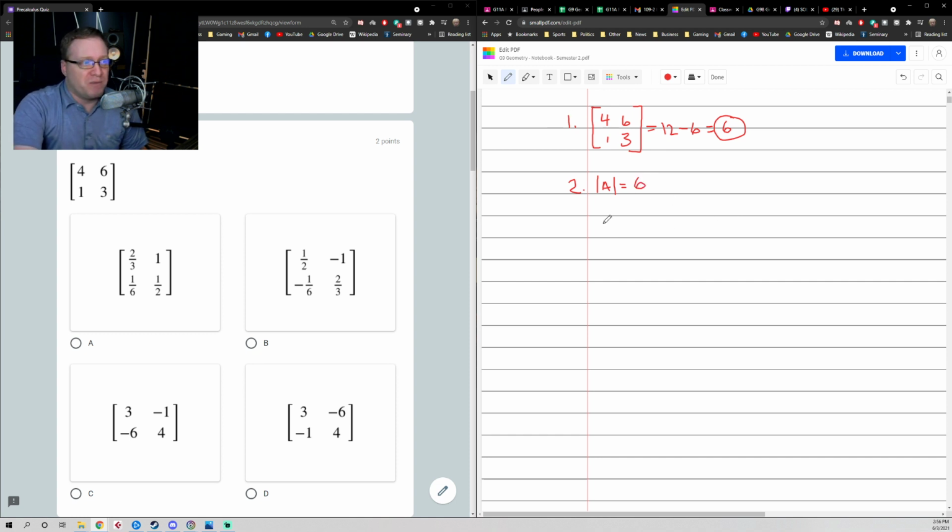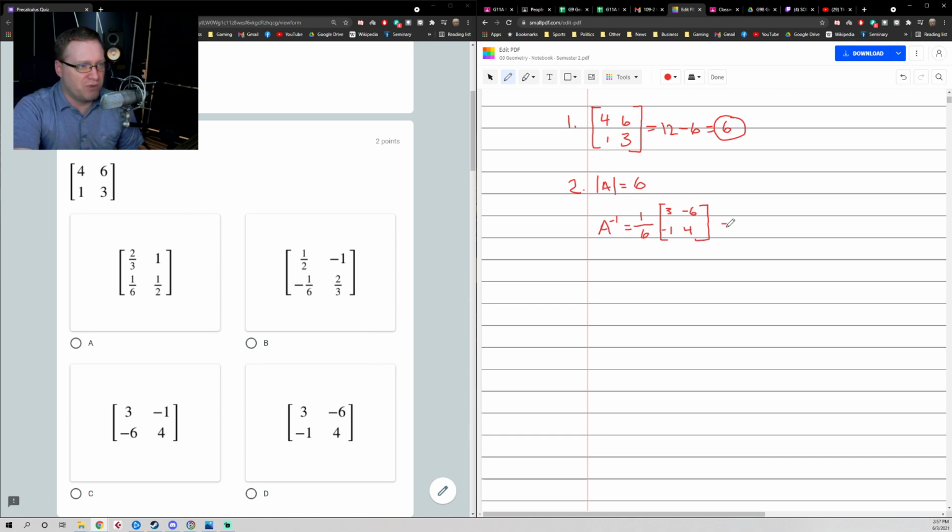And then remember that the inverse of a matrix is always 1 over the determinant, which in this case is 6, and then multiplied by, and we have to do this trick where we switch these two numbers. So this will be 3 up here. This will be a 4 down here. And then these two numbers change signs. So they are positive right now. Now they're going to become -6, -1. So this is the inverse.